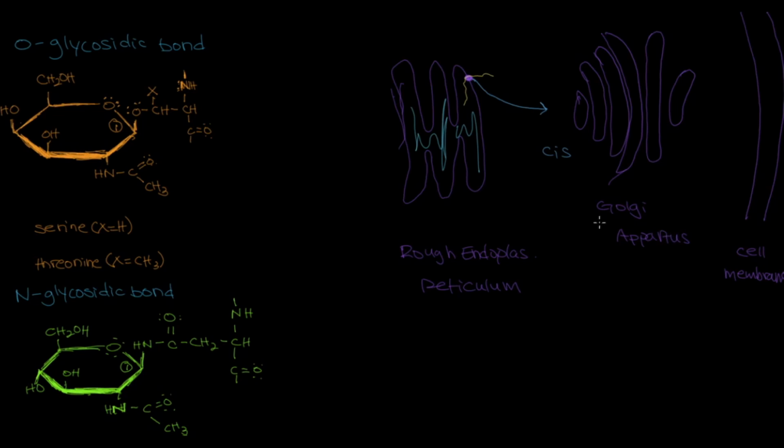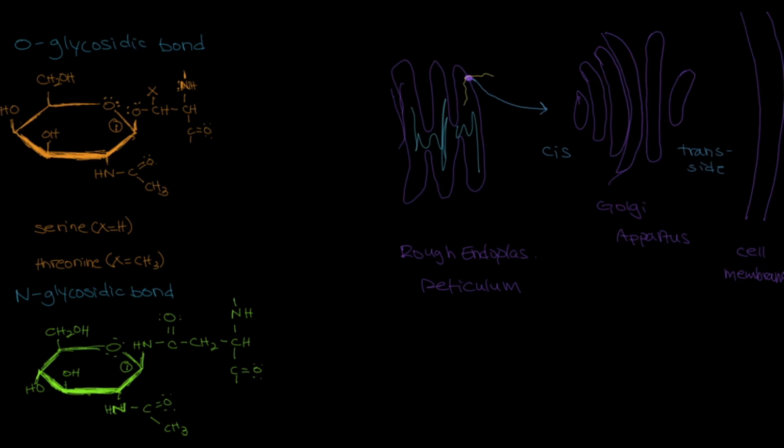And as the molecule moves to the Golgi apparatus, the N-glycosidic bond is modified even more until it is completed, and the O-glycosidic bonds are formed here as well. Now once the glycoproteins reach the trans phase of the Golgi apparatus, which is this side, the trans side, the glycoprotein can be transported to various parts of the cell.